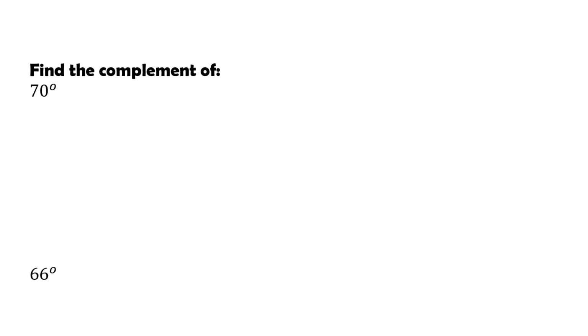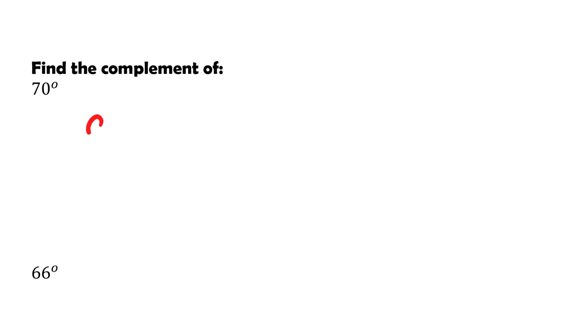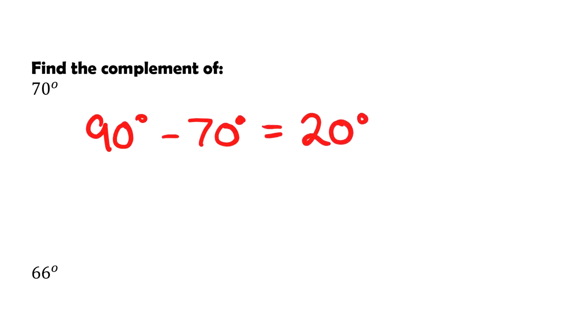So here we're going to find the complement of 70 degrees. Now remember, complement is 90 degrees. So I know it's going to be 90, take away 70. So I'm left over with 20 degrees. So 20 degrees is the complement of 70.